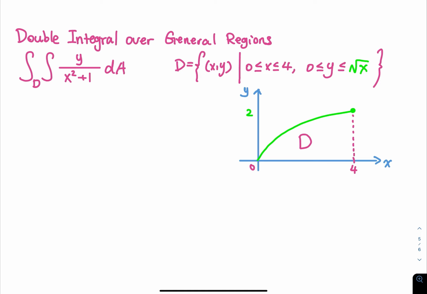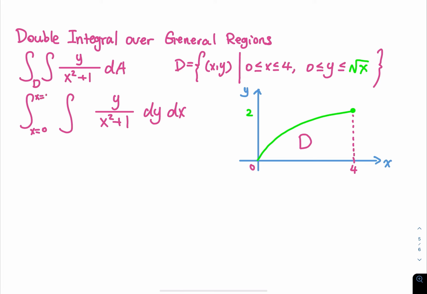Okay, how do we find the volume then? To find the volume, we will have to follow the double integral. This double integral, we can only do a dy dx. So let's do it. Double integral y divided by x squared plus 1, and then we have dy dx, and then x is between 0 and 4, y is between 0 and square root of x.